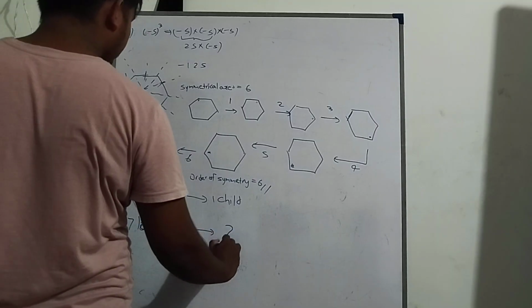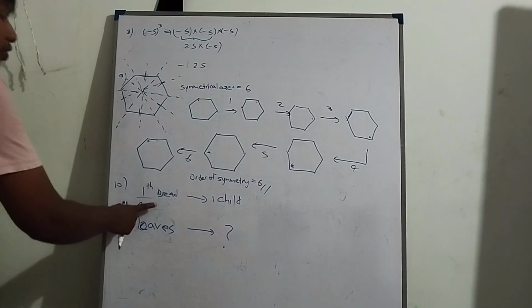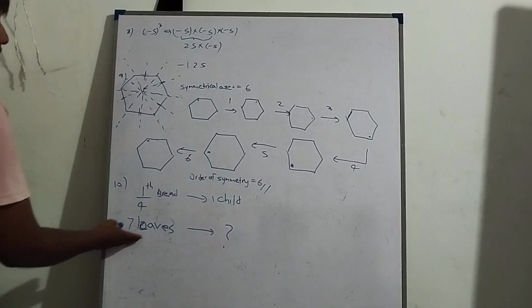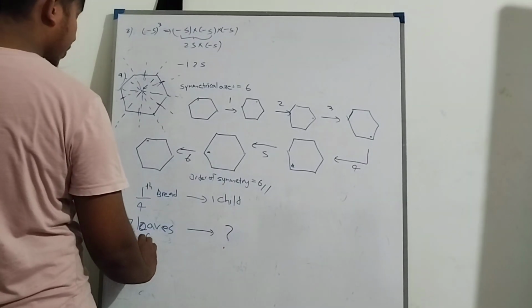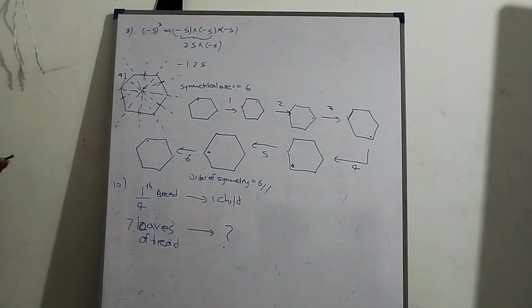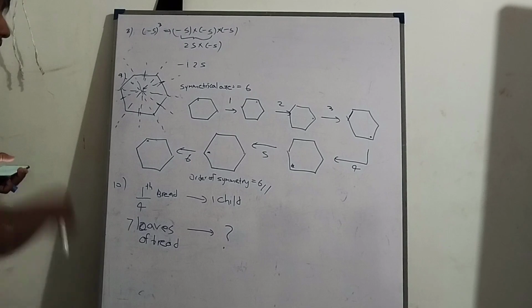This is the question they are asking. Now 1/4 of bread is given to one child. They are asking, 7 loaves of bread, for how many children can we give 7 loaves of bread? That is the question they are expecting.